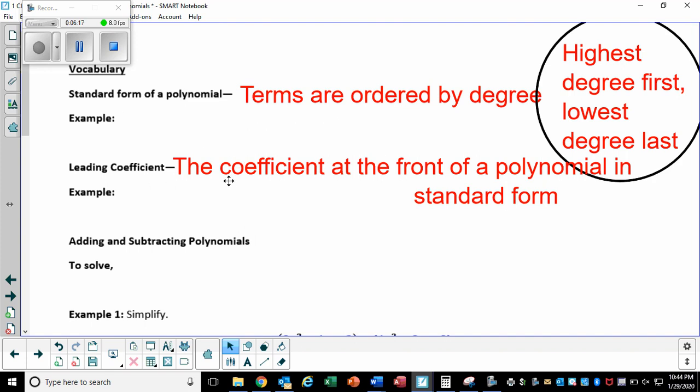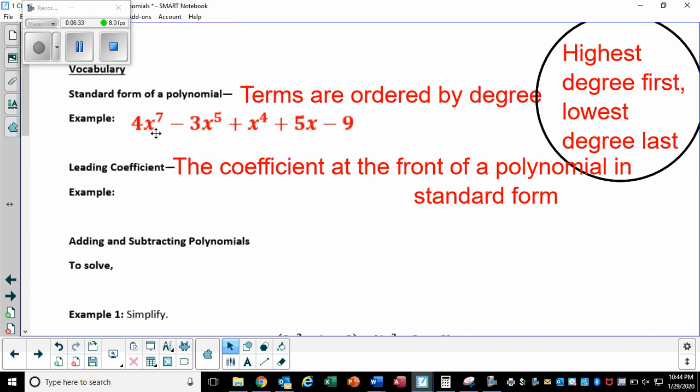We'll do leading coefficient. The leading coefficient is the coefficient in the front of the entire polynomial when it's in standard form. Okay, so let's look at an example. For standard form, an example would be this. Okay, you found the degree of each one.